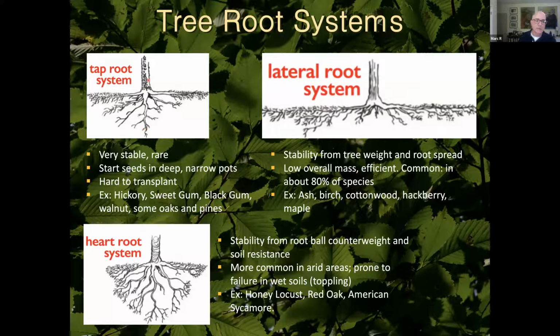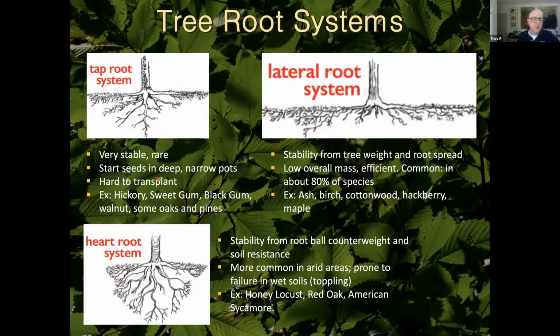So with these taproot systems, there are a few things you have to know about these species. They're very hard to transplant. So you've got to get them while they're young. Even an oak seedling after a year or two can be extremely difficult to dig out, down that deep, that root.